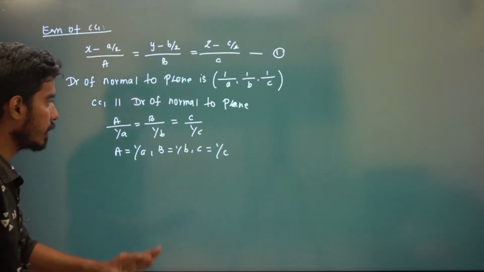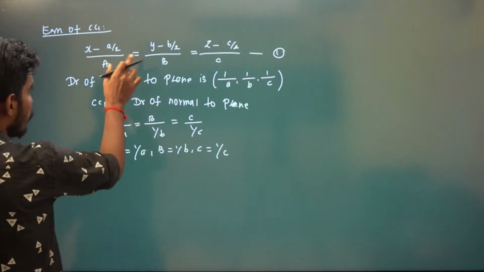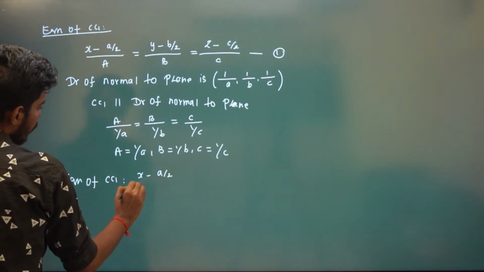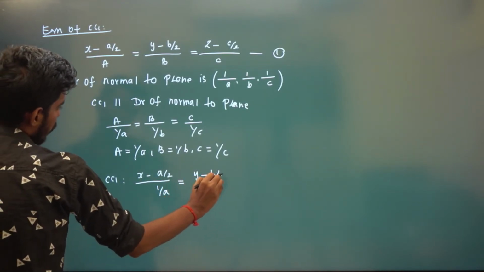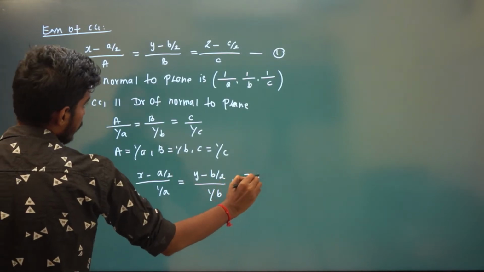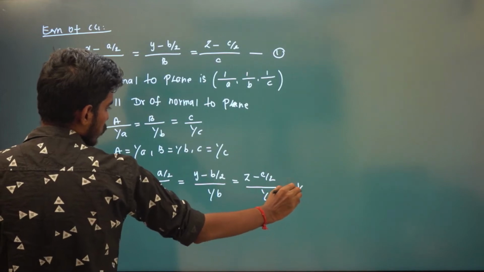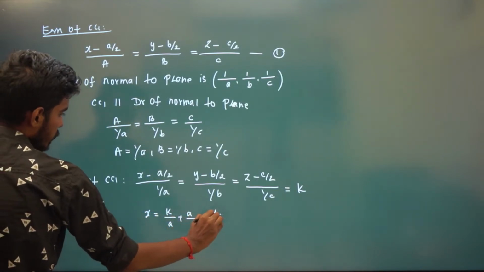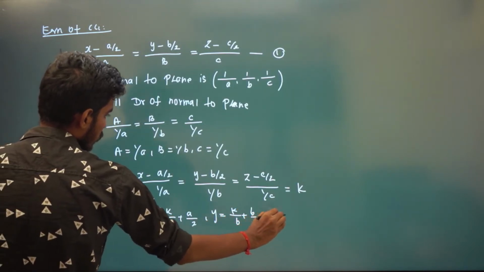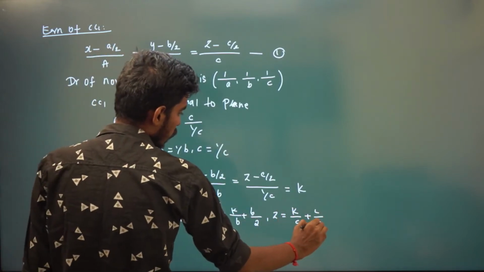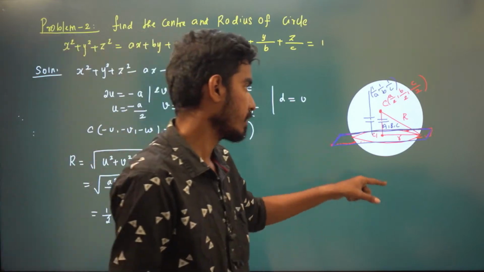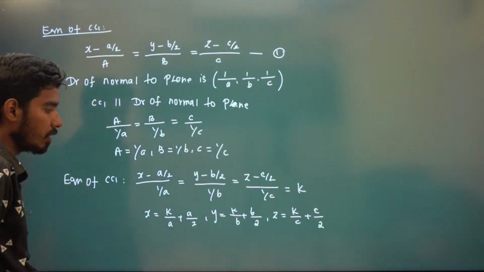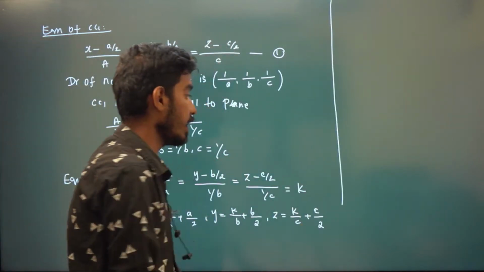So this is the direction ratio of this straight line. Therefore, the equation of CC1 is x minus a by 2 divided by 1 by a, y minus b by 2 divided by 1 by b, z minus c by 2 divided by 1 by c. So any point on this line will be of the form x is equal to k by a plus a by 2, y is equal to k by b plus b by 2, z is equal to k by c plus c by 2. If I vary k, I can get all the points on the line. So for some k, C1 will take that value. How to find that? For what value of k does it take the C1 value?